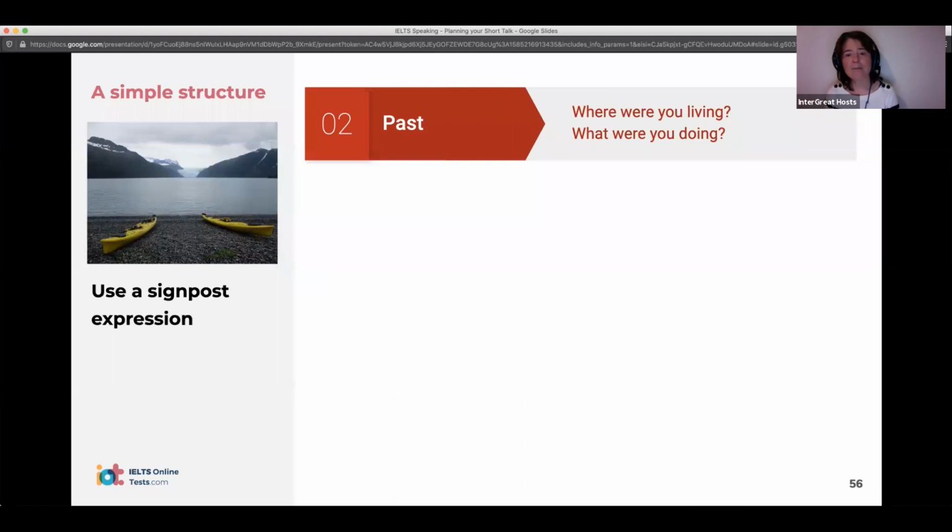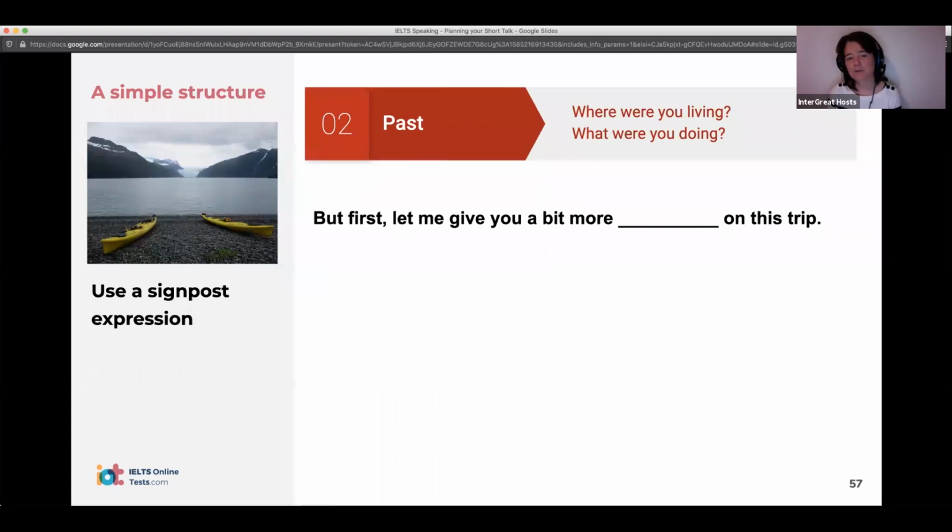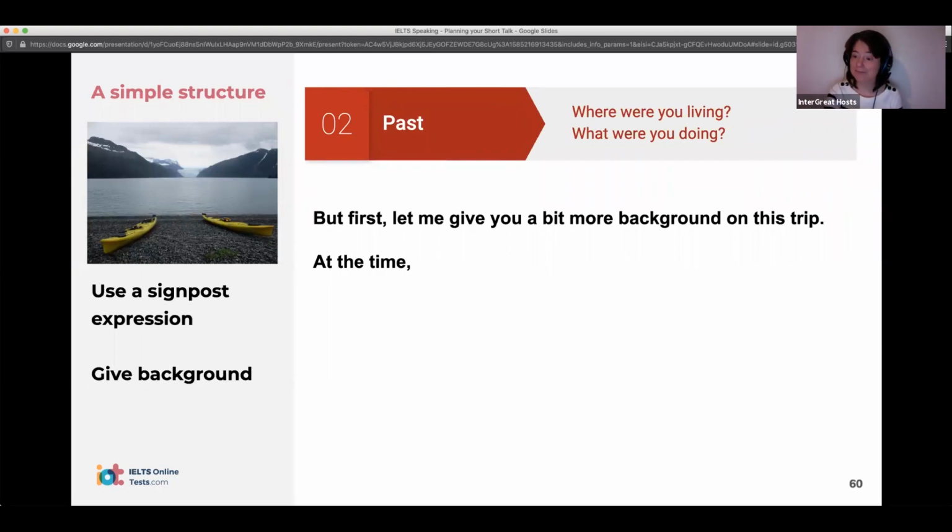Then we move on to give a bit more background information. So I'm going to give you the word. Let me give you a bit more. You could say detail, or background, or information. That would work as well. And then we're doing at the time. So when we did this trip, because we're going back into the past, we need to use past tenses. So mainly you're going to be using past continuous because you're talking about what was happening at that point.